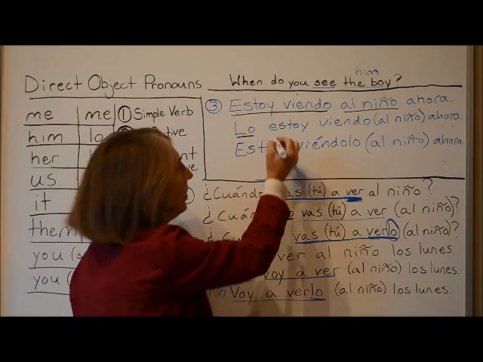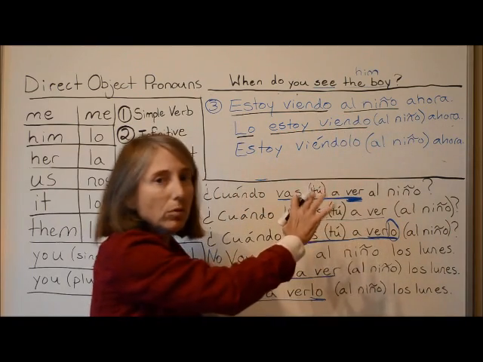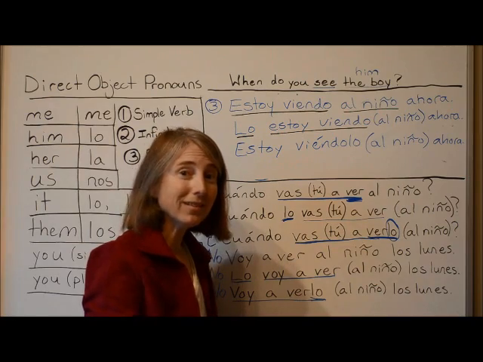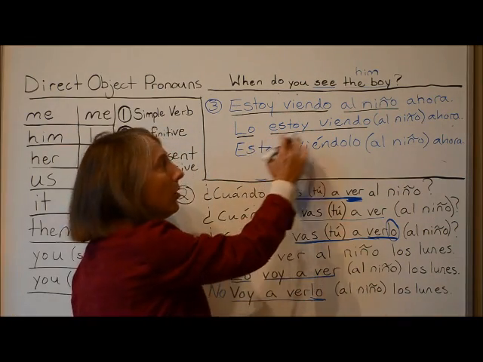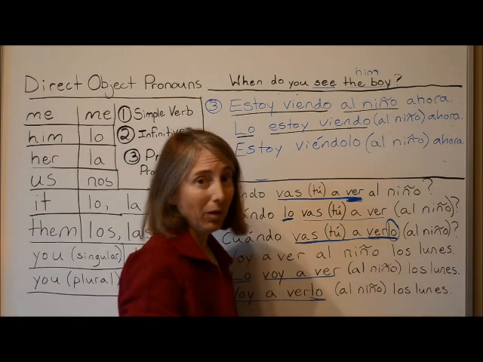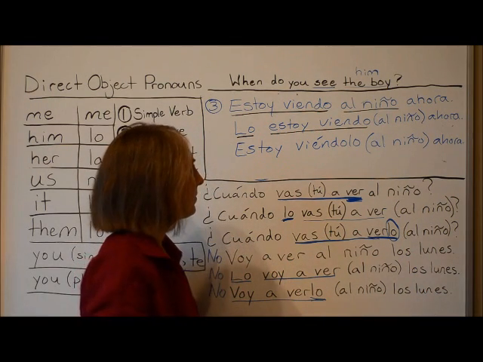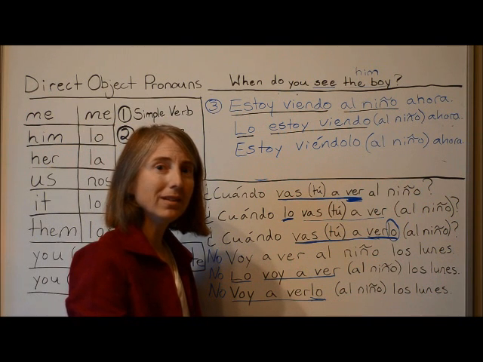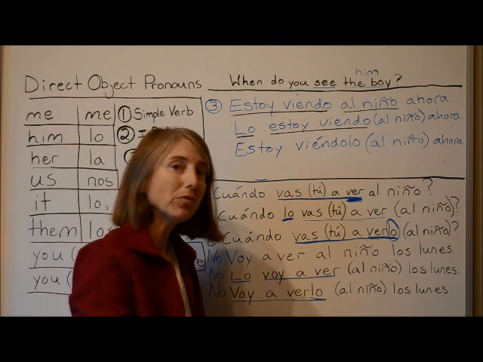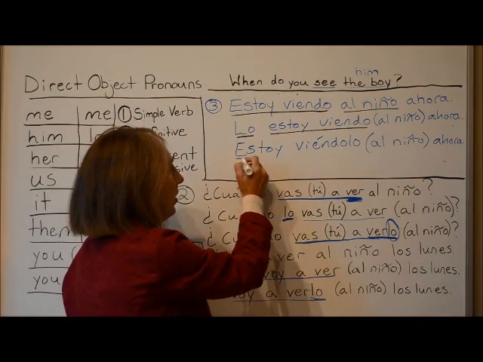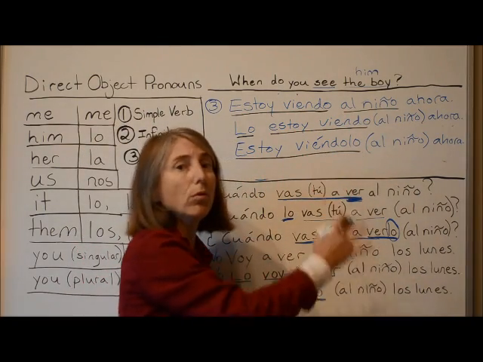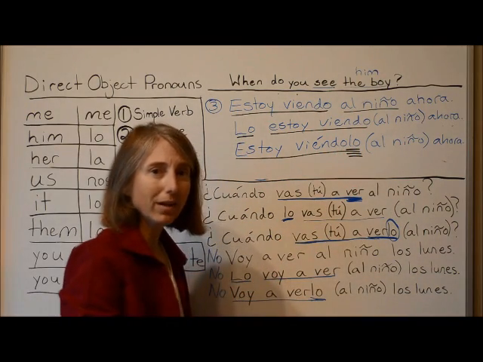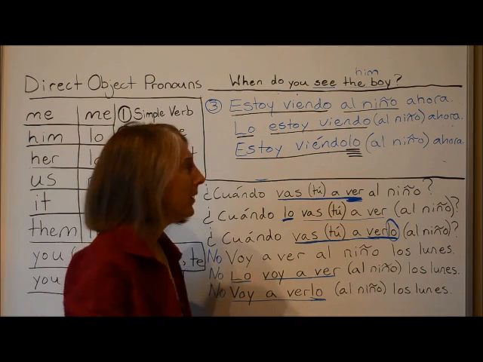So we could say, lo estoy viendo ahora. We could actually keep that direct object in the sentence if we wanted to and say, lo estoy viendo al niño ahora. Or we can actually tack that direct object pronoun on to the end of the present progressive verb phrase. Estoy viéndolo. Okay, there it is, tacked right on to the end of viendo.